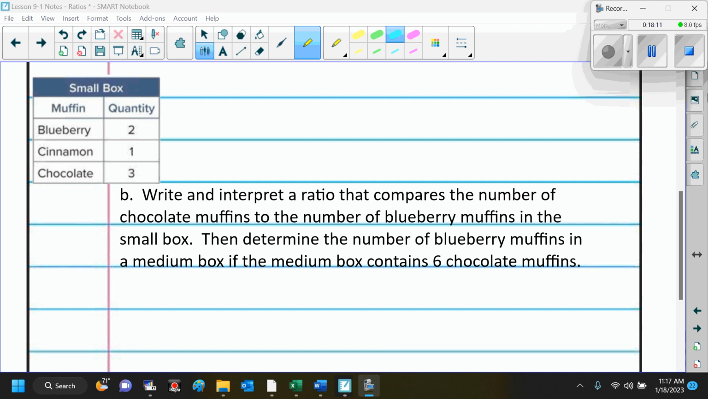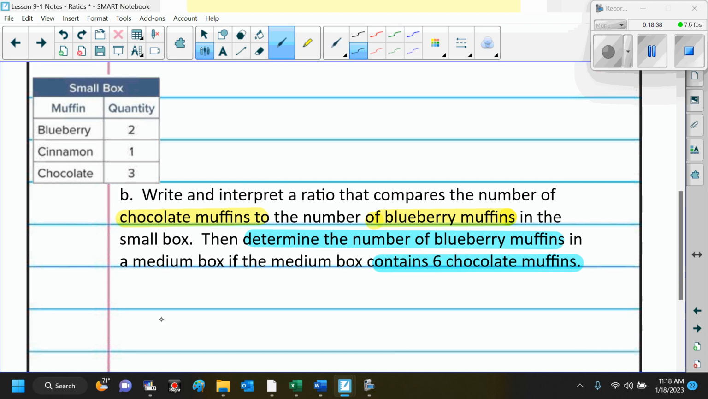For this one, what are we comparing? Chocolate muffins to blueberry muffins. Very good. What else is important there? Determine the number of blueberry muffins in the medium box contains 6 chocolate muffins. Very good. So let's write down what we're comparing. We're comparing chocolate to blueberry.